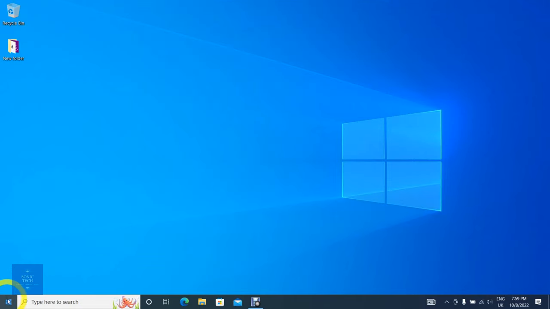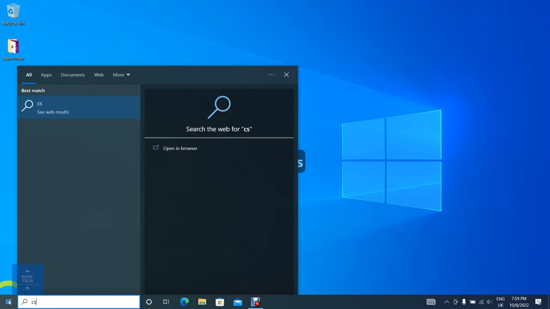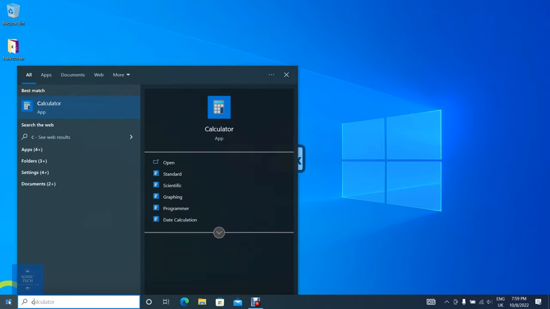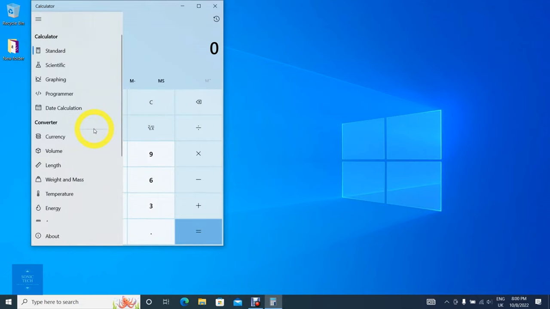In this video we'll talk about the best free unit converter. Open calculator from the start button. Open navigation. Check converter option. You will find converter for currency, volume, length, weight, mass, temperature, energy, and many other options.